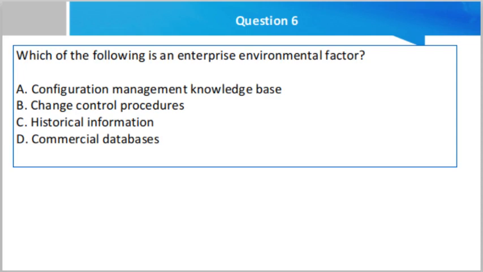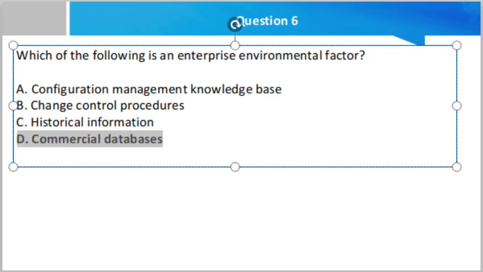Now question number 6, which of the following is an enterprise environmental factor? Configuration management knowledge base, change control procedure, historical information, and commercial database. Friend, if you understand the concept of enterprise environmental factor, you will definitely select the right answer, which is commercial database.